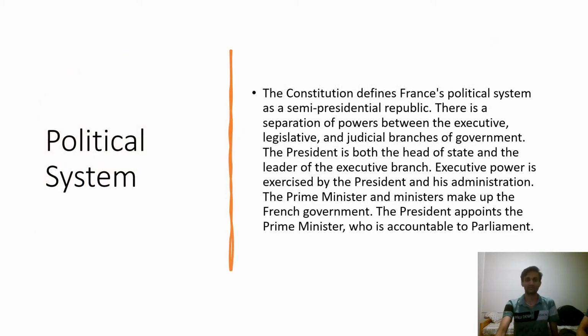The political system is a semi-presidential system, and the power is separated between the executive, legislative, and judicial branches of the government. They have both a head of state and leaders of the executive branch, and the power is exercised by the president and the prime minister. The prime minister and the ministers make up the government of France, and the prime minister is appointed by the president and is accountable to the parliament.